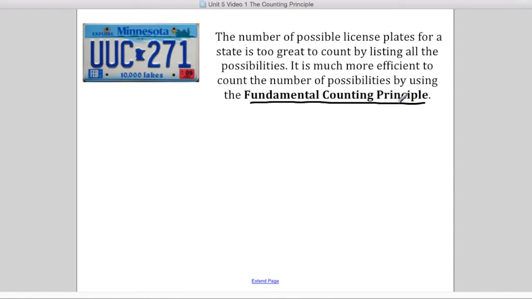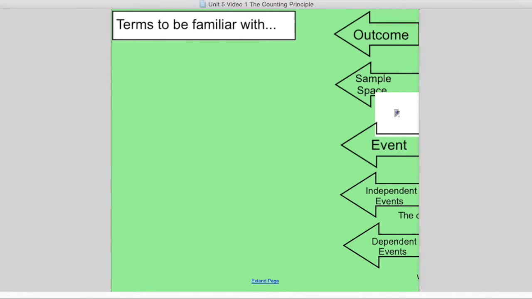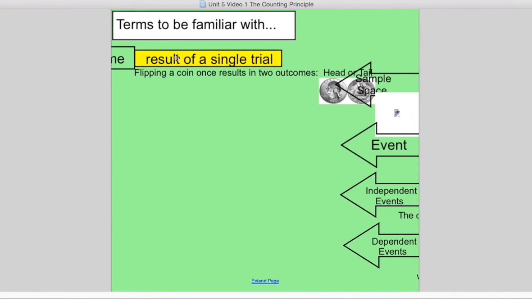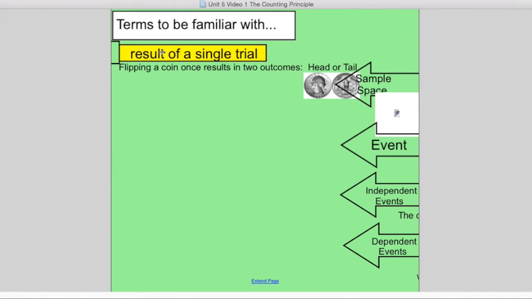So we're looking at the fundamental counting principle today. Some terms that we're going to use as we go through the probability unit, first is an outcome. An outcome is the result of a single trial. An example would be flipping a coin once results in two outcomes, heads or tails. I would recommend writing down the example. Your outcome is either a head or your outcome is a tail.